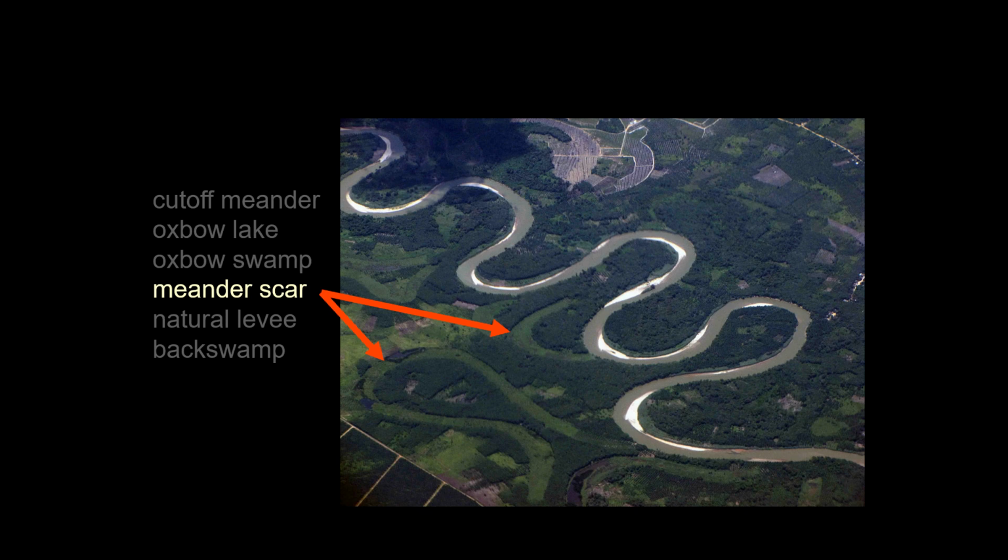And then we see a number of places that may have been oxbow lakes or oxbow swamps at one time that are now just simply described as meander scars. They represent former channels of the river. And if you fly across the U.S., and in particular if you fly over a big river like the Mississippi, you'll see these everywhere along the river.